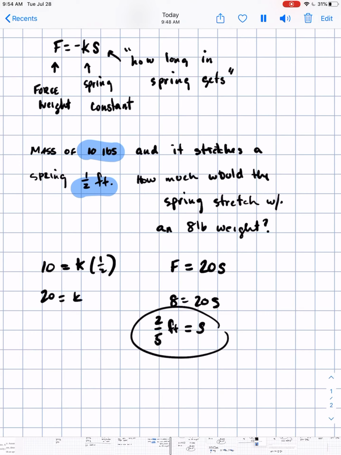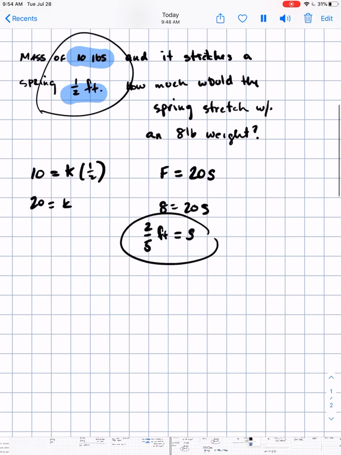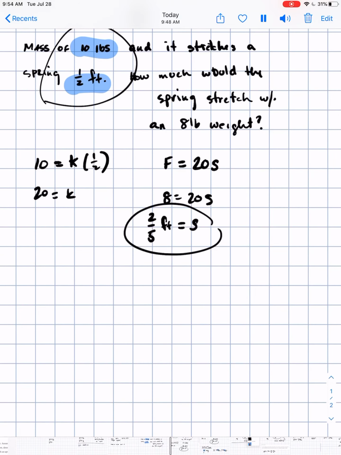So you can see the difference when you're putting a weight on different masses. So you need that when you're doing these word problems, because in our first thing, that value of k, that spring constant, is important.